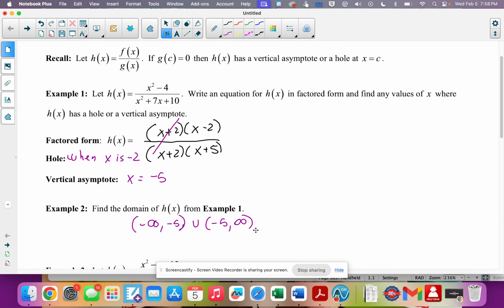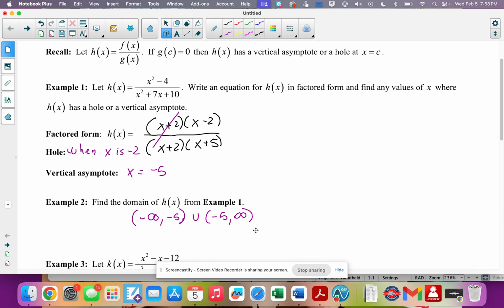So we need to make sure we're catching that. And when we have vertical asymptotes, if we have more than one, then we're going to have to write 3 sections. It does work that way.